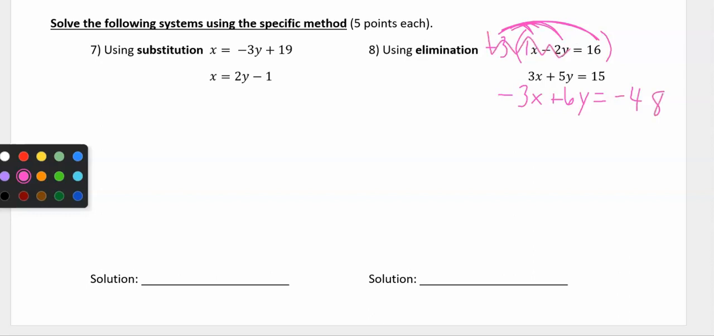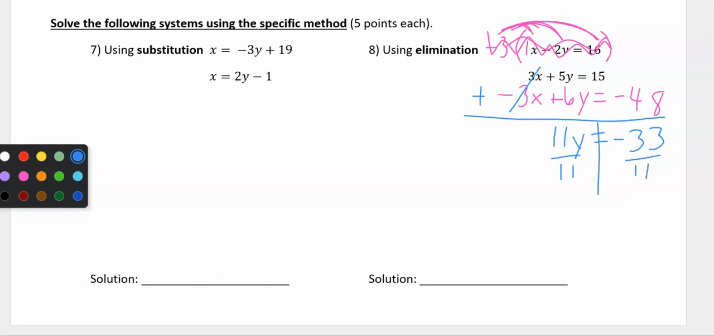Okay, now I'm going to ignore that top equation and I'm going to add to eliminate for these two equations. So 3 plus -3, that's 0 x's, those eliminate. Cross them off. 5 plus 6y is 11y. Bring down your equals. And then 15 plus -48 is -33. Be really careful with your signs, you guys. One little sign messes everything up. So divide by 11, and y is going to equal -3. So that worked out pretty nicely.